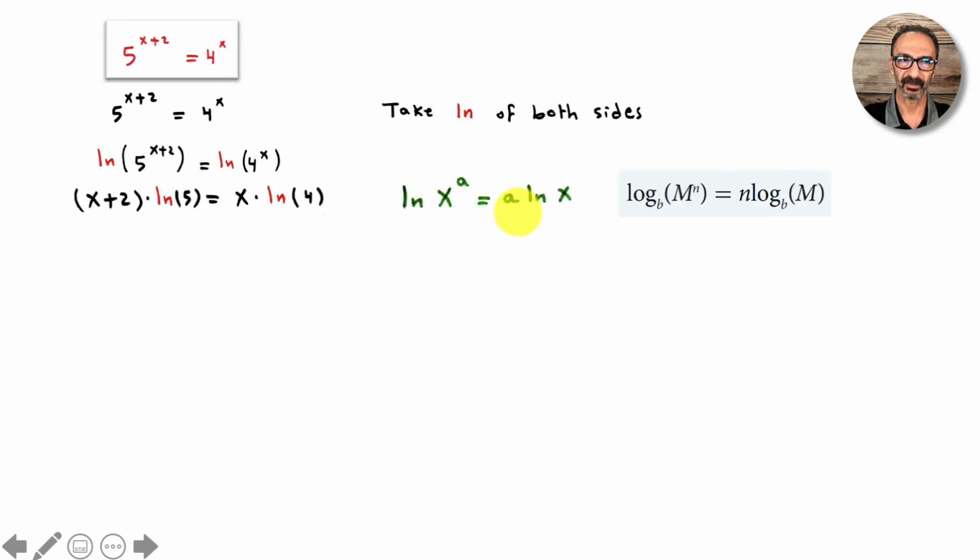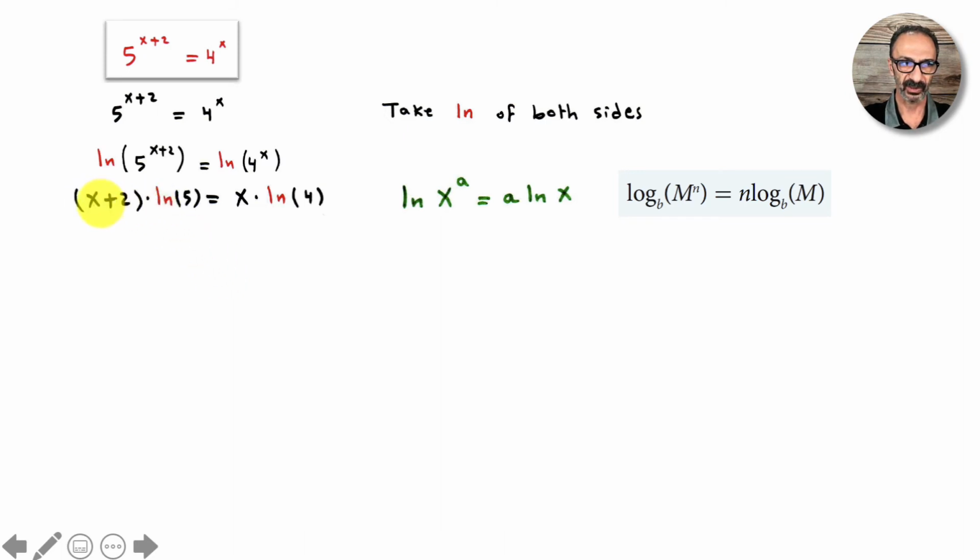There's a formula in math that says ln of x to the power a equals a ln x, and it doesn't have to be ln, natural log, it could be any log function. Log base b of m to the power n is the same as n log base b of m. So it's kind of like saying, in short, take n, move it up front. And this is what I did. I took x up front, I took x plus 2 up front. Okay, then what could we do?